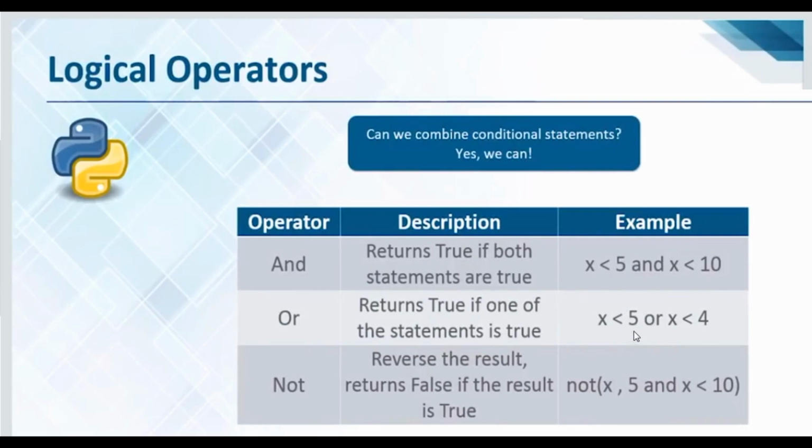Suppose here x equals 5 or x equals 4. If one of them is true, then it will become true, or if both are true, then it will come true. Only in one case will it come false, when both conditions are false. Not reverses the result, returning false if the result is true. So it will always give the inverse, the reverse way. If the condition is false, then it will give you the answer true. If the condition is true, then it will give you false.